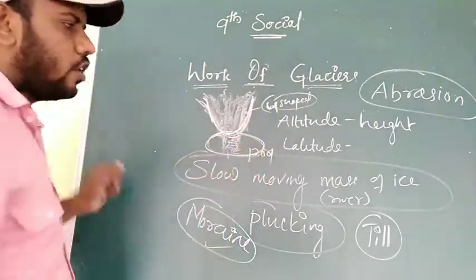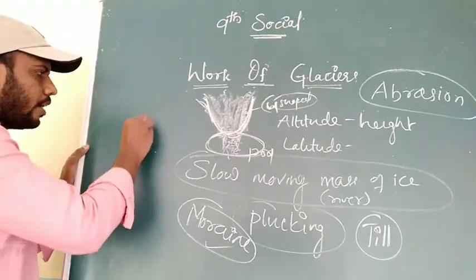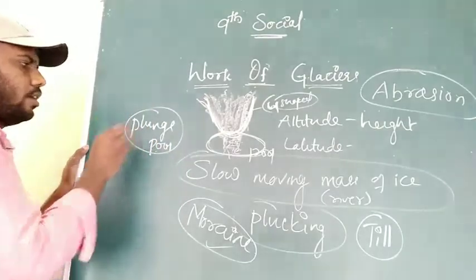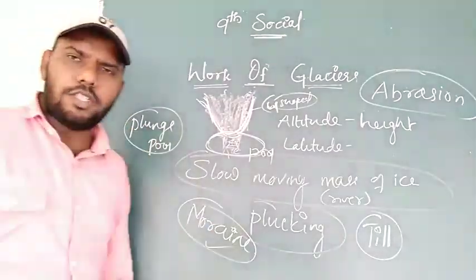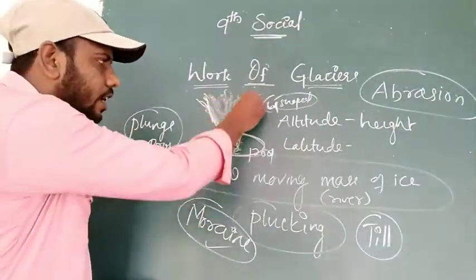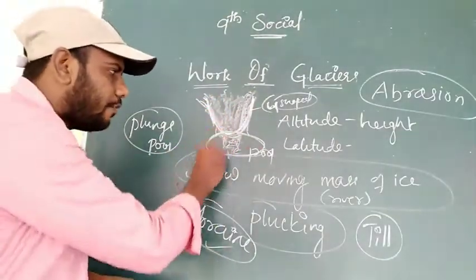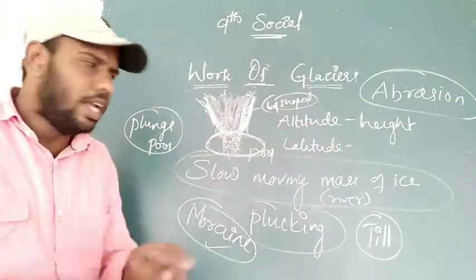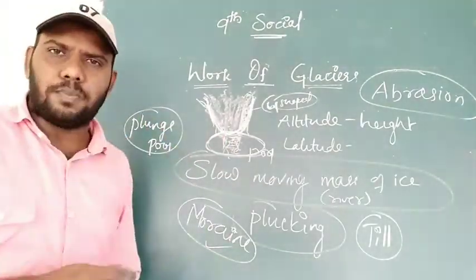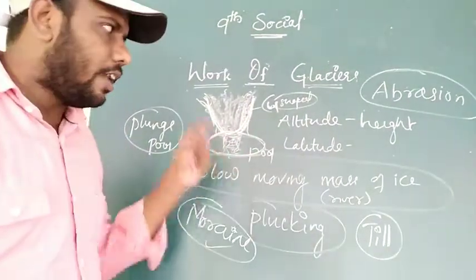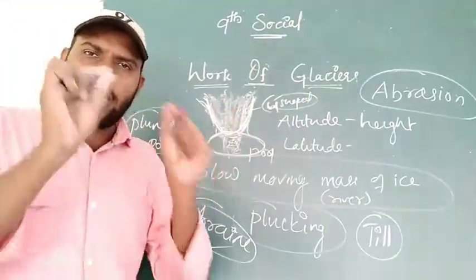This pool is known as a plunge pool. Remember, plunge pool. So when the glacier started to melt and form a pool, that pool we call a plunge pool. In your textbook you can see the picture. This is a pool, plunge pool. Got it, children? Yes, this is the plunge pool. So this is the information related to the work of the glacier.